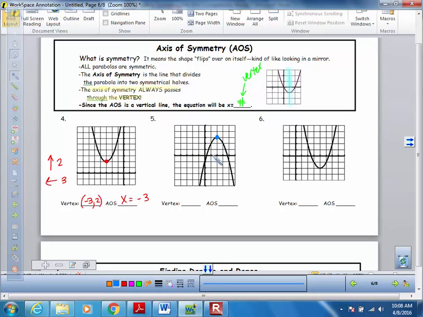You went to the right 2 and up 3. So how would I write that as an ordered pair? (2, 3). And so our axis of symmetry always goes through the vertex. So Bryant, what would our axis of symmetry look like? Or how would you write that? X equals 2, because that's our x value, right?